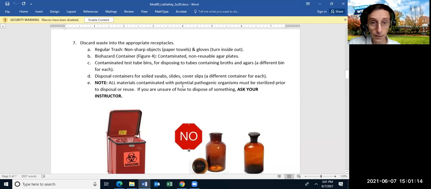We have a container both for slides and cover slips. Remove the cover slip from the slide, put it in the container for the cover slip. We throw the cover slips away because they're so fragile, we don't wash them. The slides, put in the container marked slide. It'll have disinfectant in it, and those will be washed and reused.